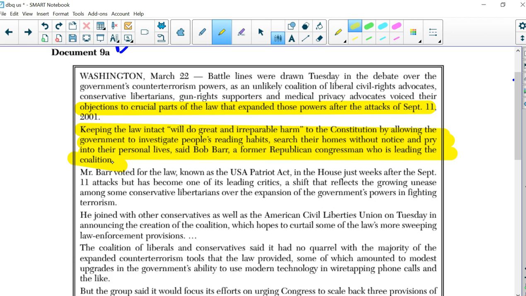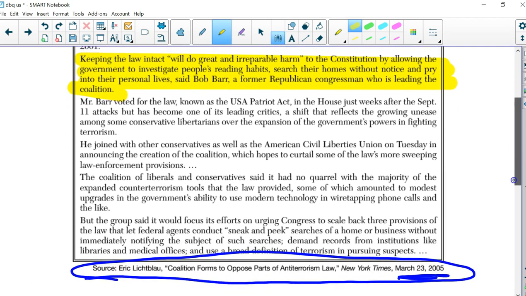Mr. Barr voted for the law known as the USA Patriot Act in the House just weeks after the September 11th attacks, but has become one of its leading critics, a shift that reflects the growing unease among some conservative libertarians over the expansion of the government's powers in fighting terrorism. He joined with other conservatives as well as the American Civil Liberties Union on Tuesday in announcing the creation of the coalition, with hopes to curtail some of the law's more sweeping law enforcement provisions.